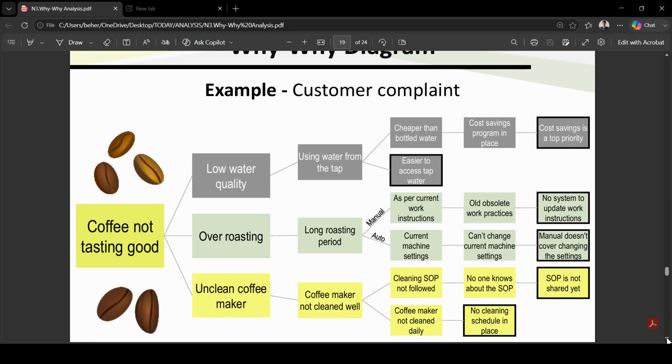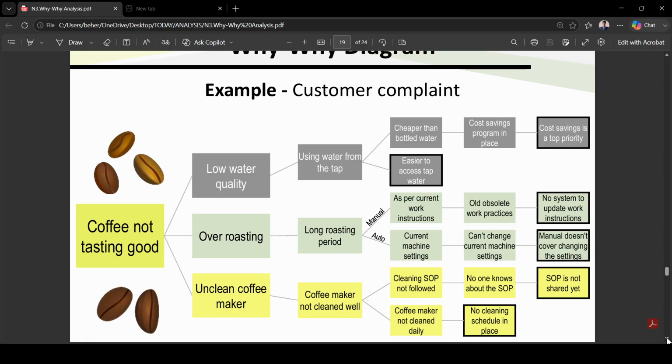And one more: over roasting, long roasting period, manual or auto. Manual as per the current work instruction, auto as per the current machine setting. So old obsolete work practices cannot be changed, current machine setting. No system to upgrade work instruction. Manual does not cover changing the setting.